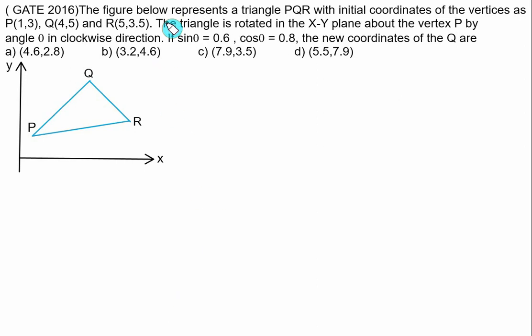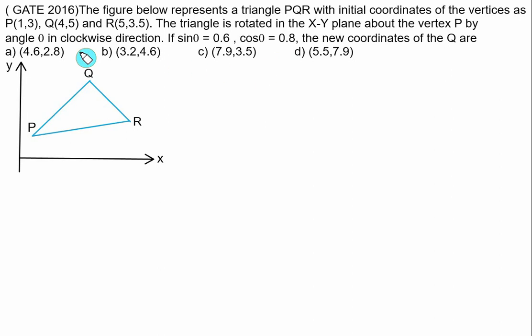The figure below represents a triangle PQR with the initial coordinates of the vertices as P(1,3), then we have Q(4,5) and R(5,3.5). The triangle is rotated in the xy plane about the vertex P by an angle theta in a clockwise direction, such that sin theta is equal to 0.6 and cos theta is equal to 0.8.